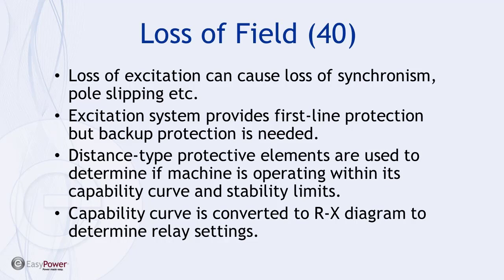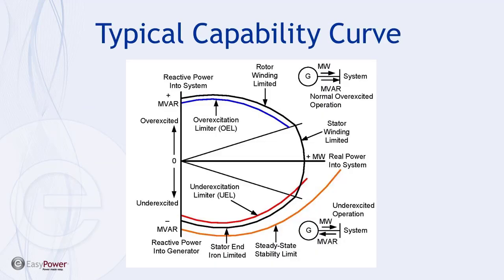And we do this by taking the capability curve of the generator and converting that to an RX diagram. So let's take a look at a typical generator capability curve. The vertical axis here is the reactive power, and the horizontal axis is the real power. So we're just sticking to these two quadrants. We're not looking at this side, which is when the generator is motoring or reverse power. This basically defines the region that the unit can operate in.